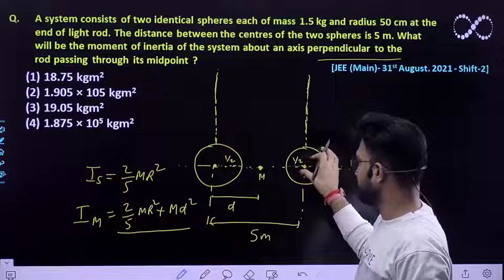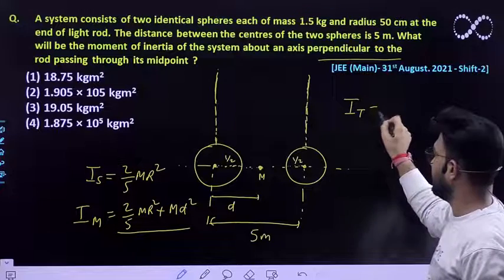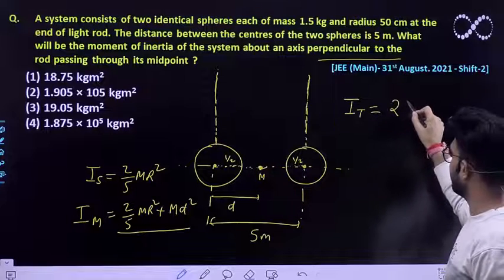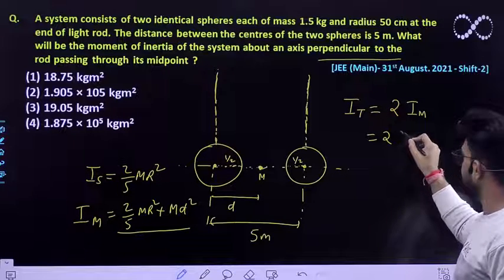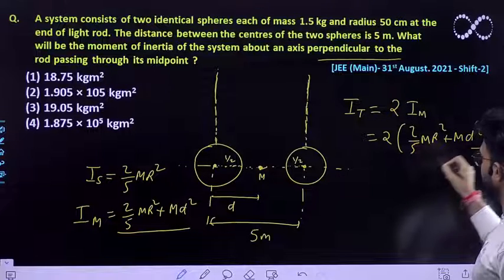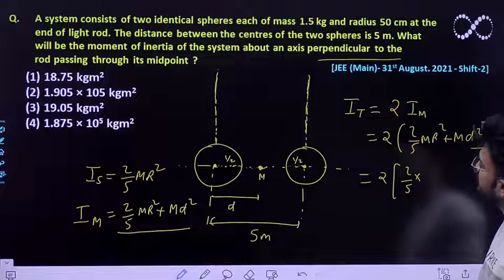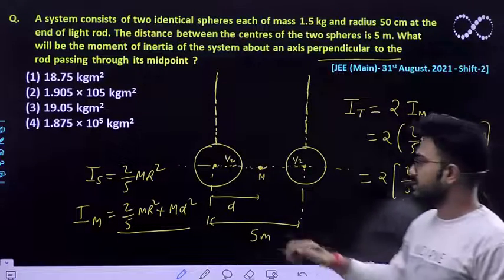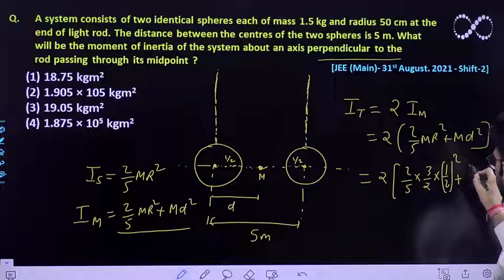This is the moment of inertia because of the individual sphere. What would be the moment of inertia because of this sphere also? It would also be equal. So the total moment of inertia at this perpendicular axis must be equal to twice the moment of inertia of the individual. So Im would be twice of 2 by 5 mr square plus md square. Mass of the individual sphere is 1.5, which is 3 by 2, into radius, which is 50 centimeter, which is half meter. So it would be half whole square plus 3 by 2.